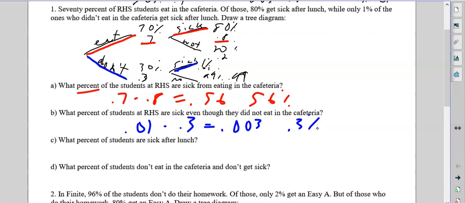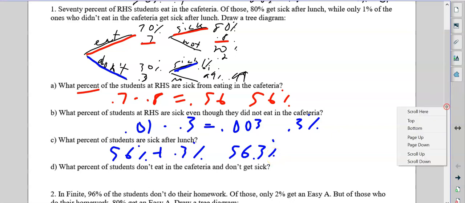What percent of students are sick after lunch? Well, then what we're going to do is we're going to add the 56% plus the 0.3% and get 56.3%. Obviously, disclaimer, this is not based on reality.